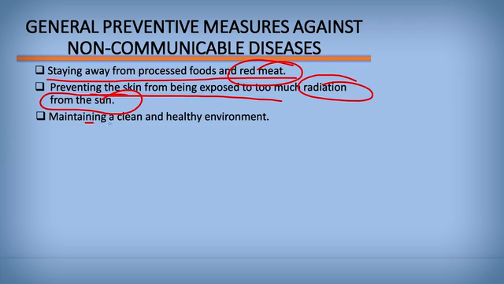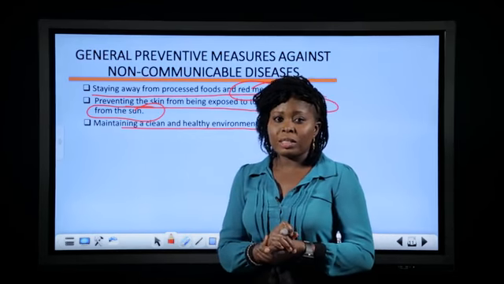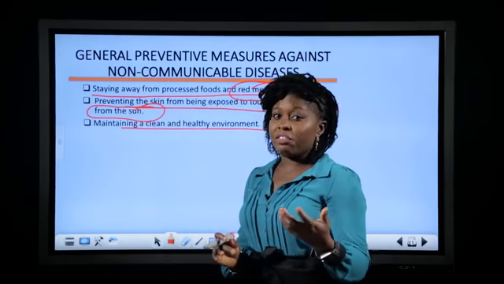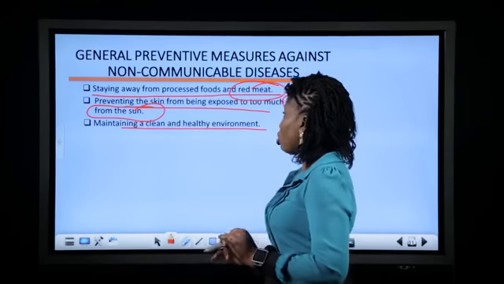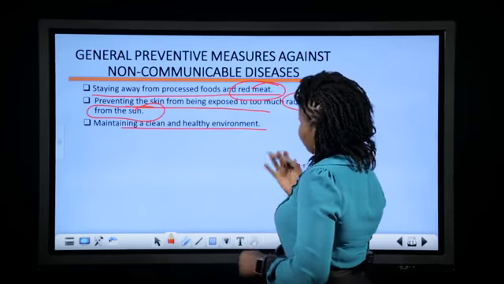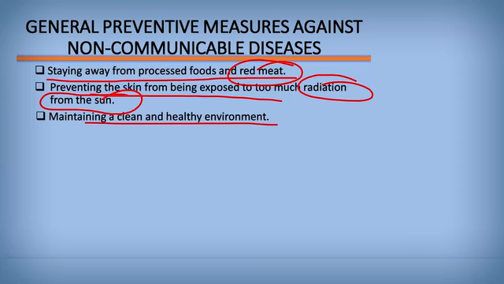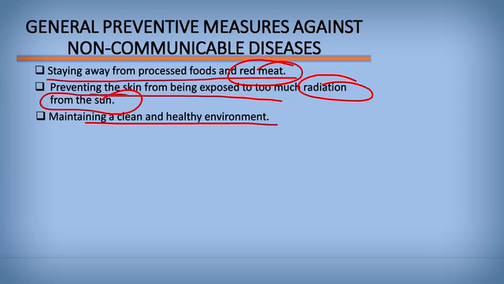Then we must also maintain a clean and healthy environment. A clean, healthy environment makes sure that our bodies are also healthy, while living in a filthy or polluted environment can actually make us susceptible or prone to developing some non-communicable diseases. So if we put all these into practice, eating healthy diets, engaging in physical activities, staying away from processed foods and red meat, we can greatly reduce our risk of developing non-communicable diseases.